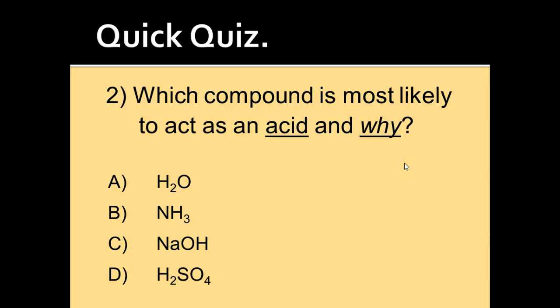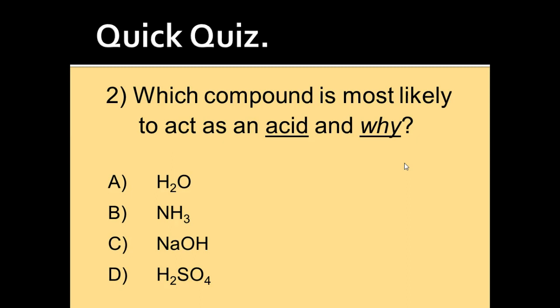Remember, acids are proton donors, and bases are proton acceptors, and the proton acceptors usually have an OH. So immediately you can see that C, NaOH is out. And so water is a special one because water can turn into both an acid and a base because it has two hydrogens, so it can give away one, and it can form OH. So that one's weird. That one can go either way. So just ignore water for now.